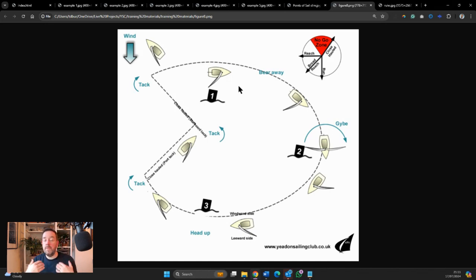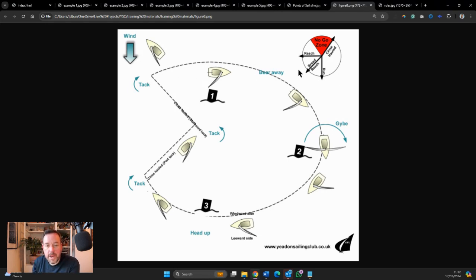If you do need to slow down, pointing the nose of the boat into the wind is a good way to slow down, but bringing yourself towards the back of the boat, dragging the stern a little bit more, is going to help slow the boat down as well. So if you need to do that.